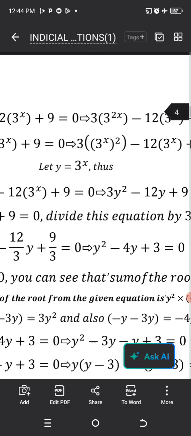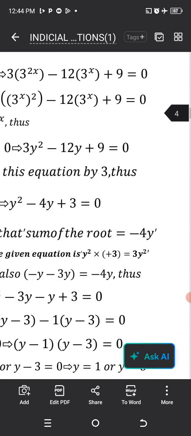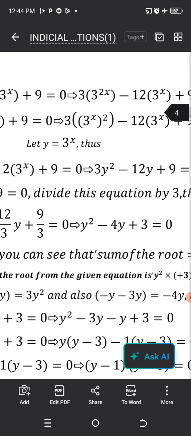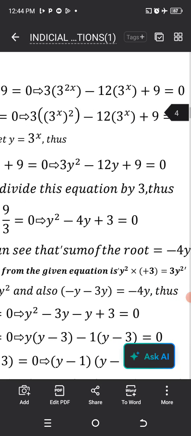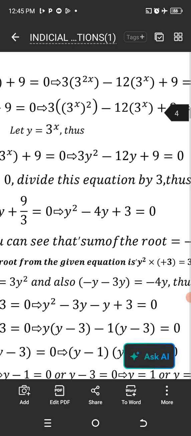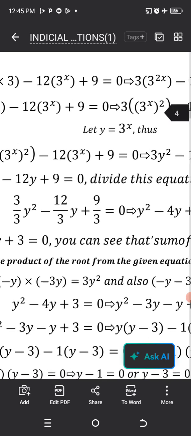So we now say let y equals 3 raised to power x. Then this expression can be written as 3y squared minus 12y plus 9 equals 0. How? Because you said let y equals 3 raised to power x, so anywhere you see 3 raised to power x, you just put your y. And recall that the first expression is 3 inside parentheses 3 raised to power x, everything raised to power 2. That's why you have 3y squared minus 12y plus 9 equals 0.